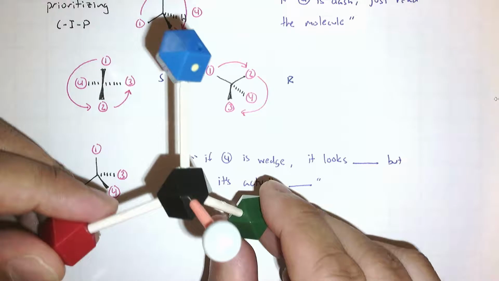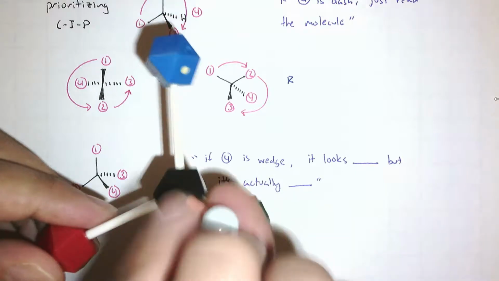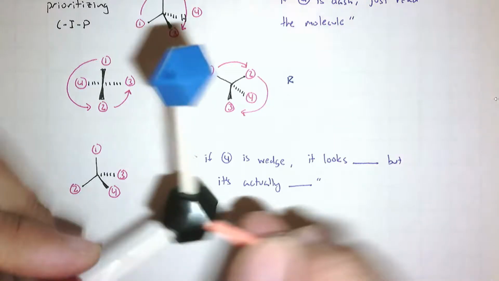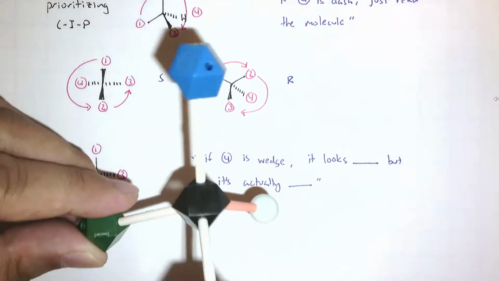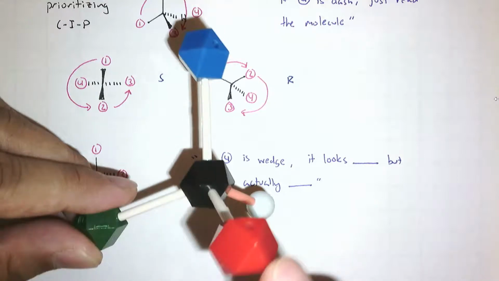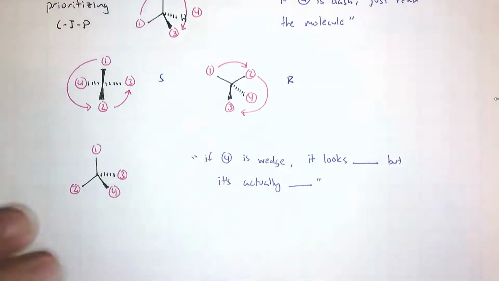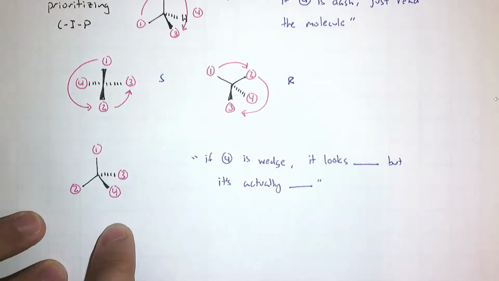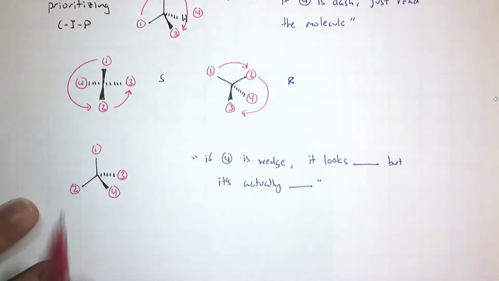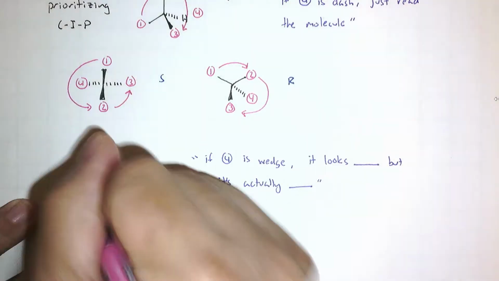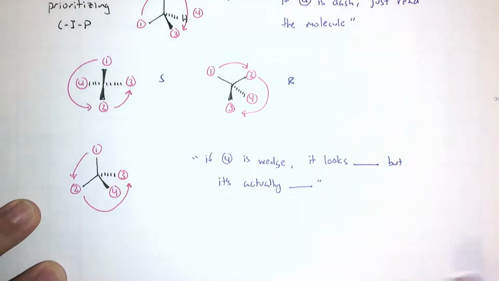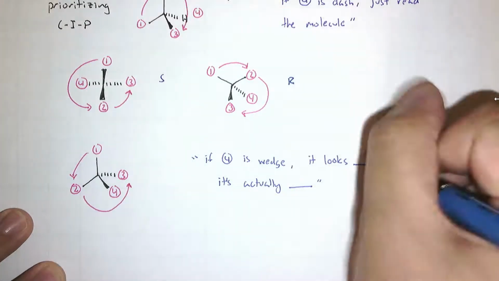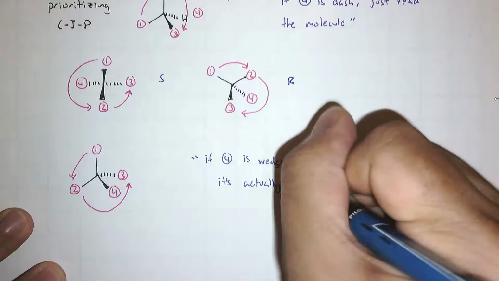Okay? But we really want to orient the molecule. Okay, so hydrogen is towards us. You really want to orient the molecule so the hydrogen is away from us on the other side of the windshield. But without using a model, all you have to do is read the molecule and take the opposite. So this is 1, 2, 3. It looks counterclockwise. It looks S, but it's actually R.